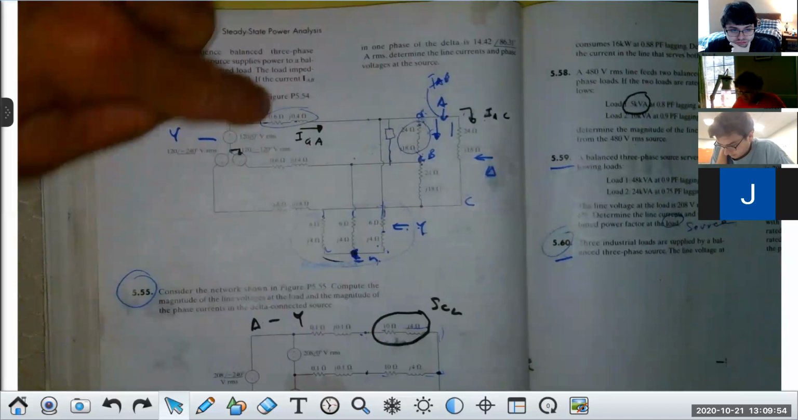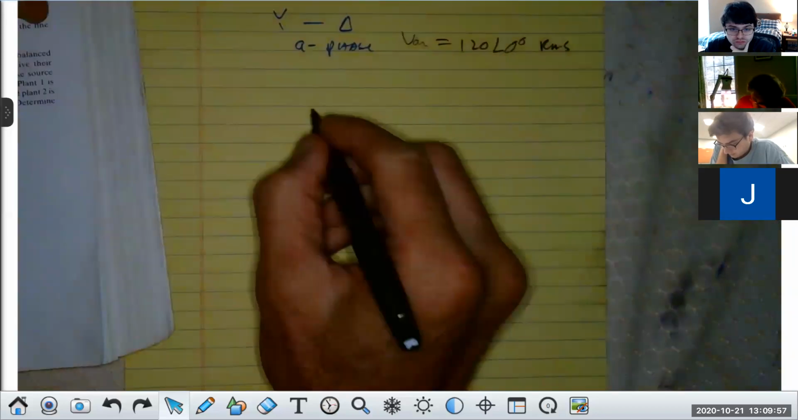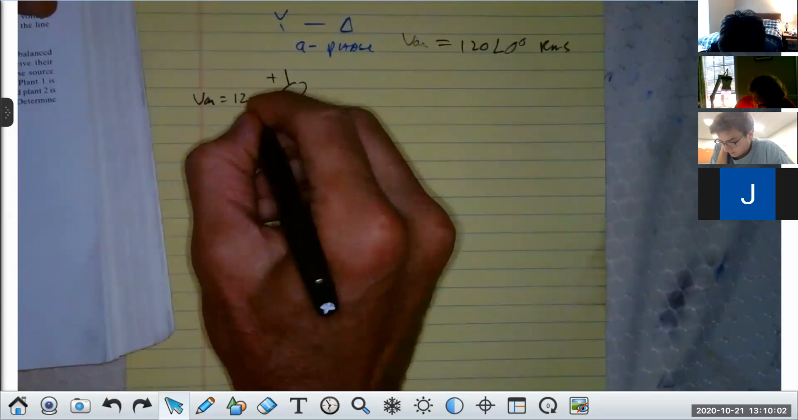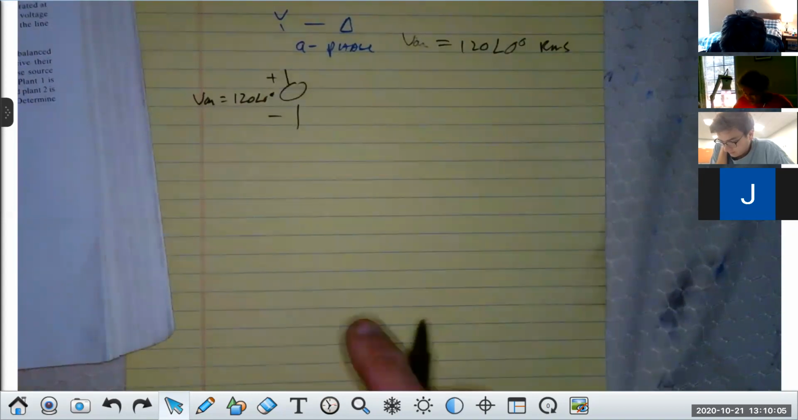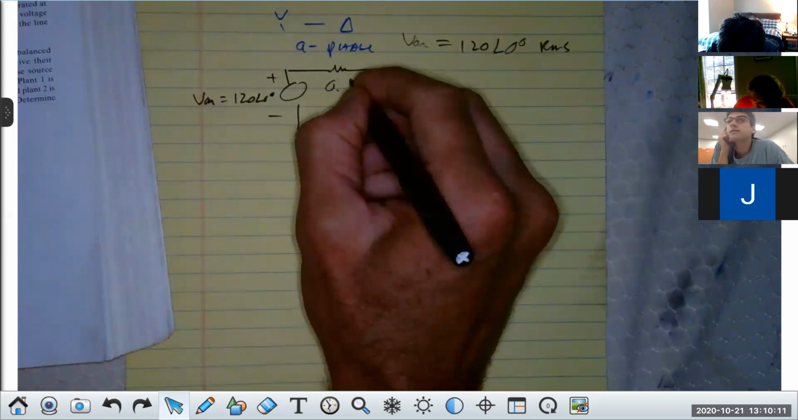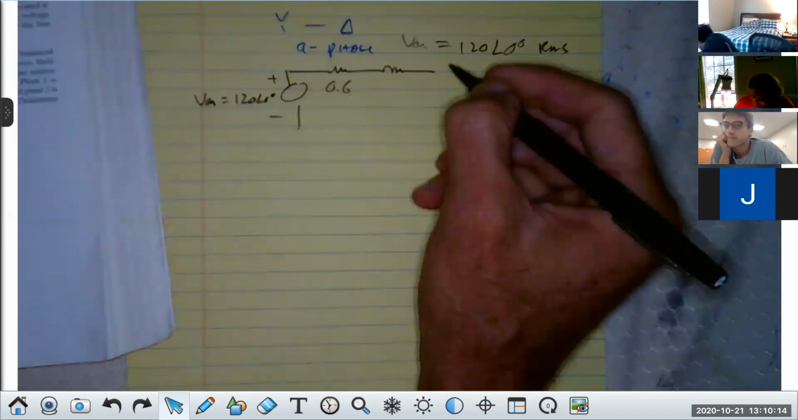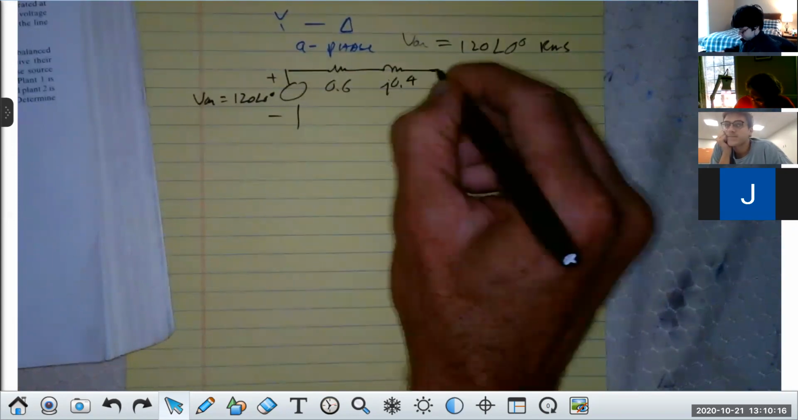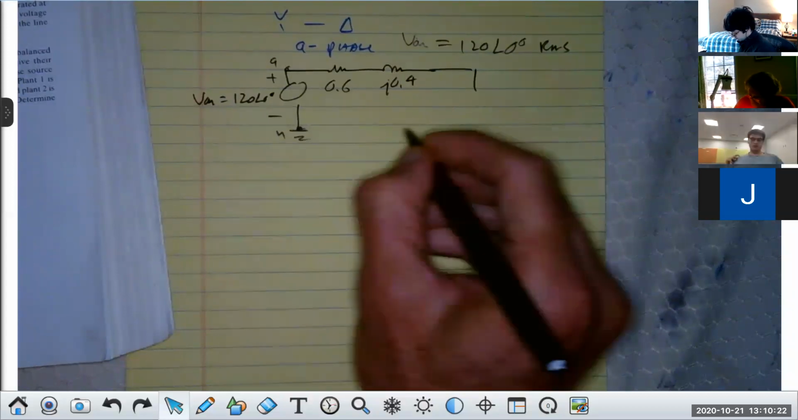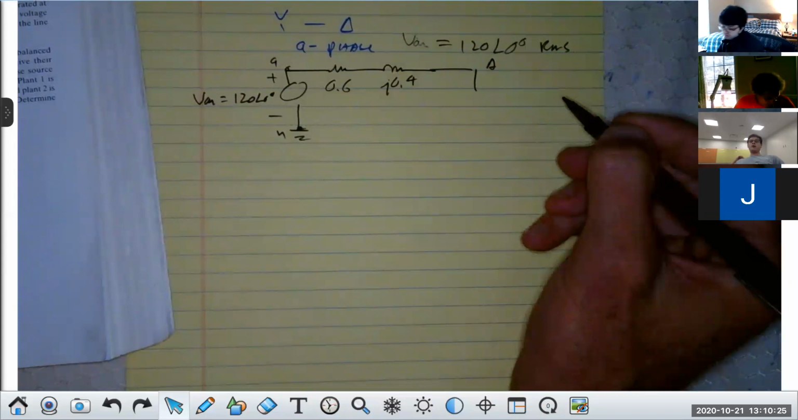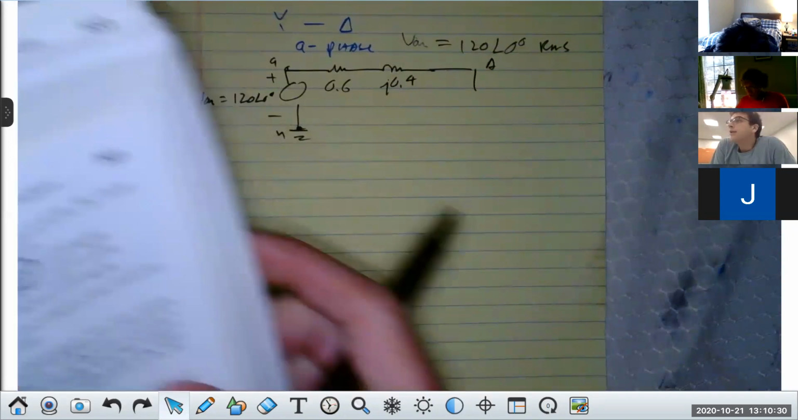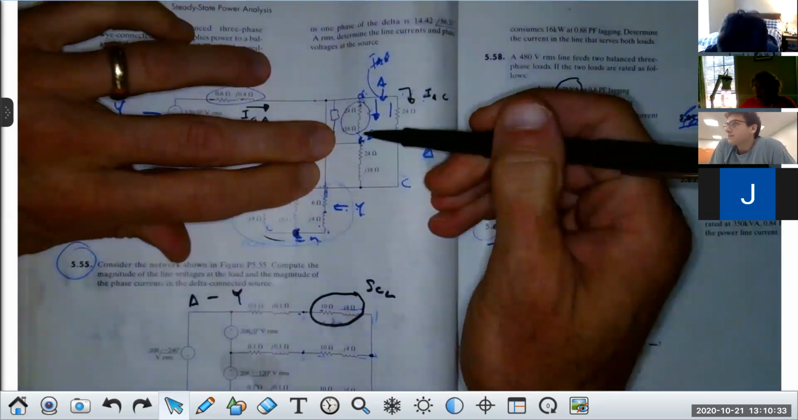Okay, 0.6 plus j0.4. I'm going to start drawing this. So it's plus the minus VAN is 120 at an angle of 0 degrees, and that's volts RMS. Then I put the line impedance 0.6. And I have a reactance here of j0.4. The units of that are ohms. This is small a. This is small n. We ground that. This is capital A. This is where the load is. And here, I'm just going to say this. You'll notice the delta load is 24 plus j18, correct?